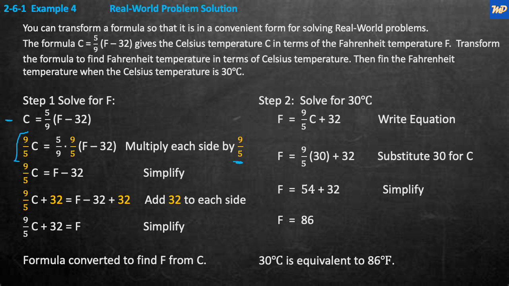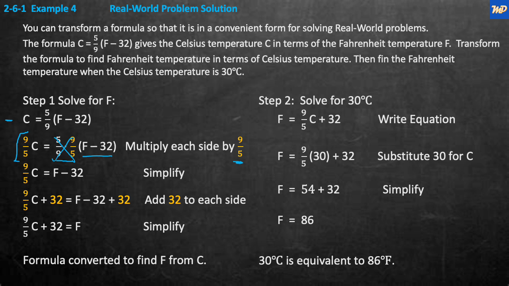And then we're going to have 5/9 times 9/5 times the quantity F minus 32. And you'll find out then that the 5/9 and 9/5 here cancel each other out. And we're left with 9/5 C is equal to F minus 32. So 9/5 times the centigrade is equal to the Fahrenheit temperature minus 32 degrees.